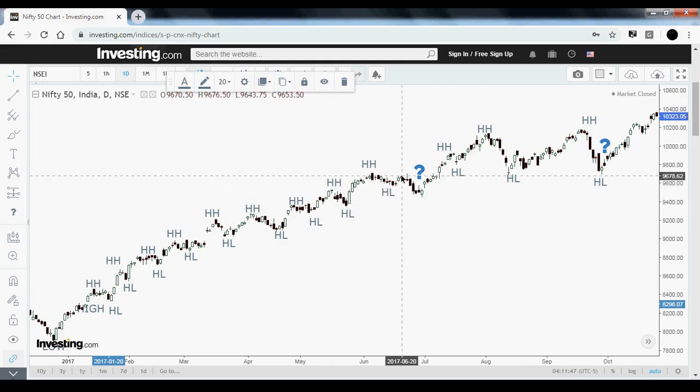Now if you look here, we had higher highs and then we had a higher low. But when again market advanced, it was not able to go above the previous high.